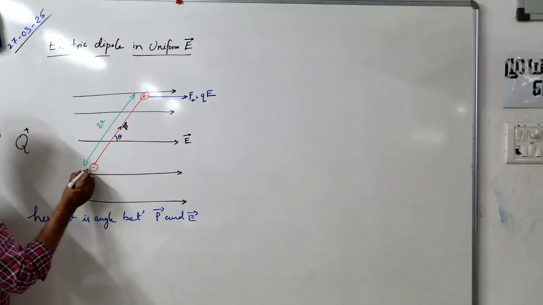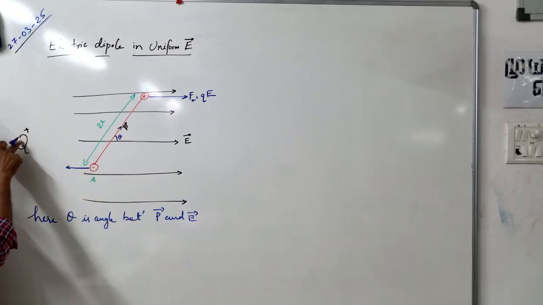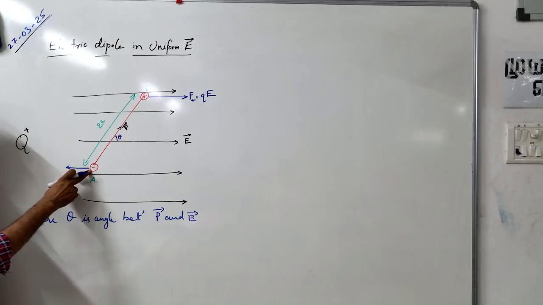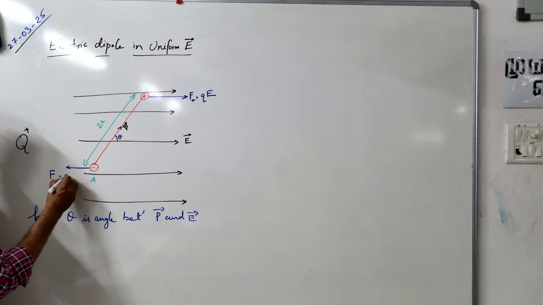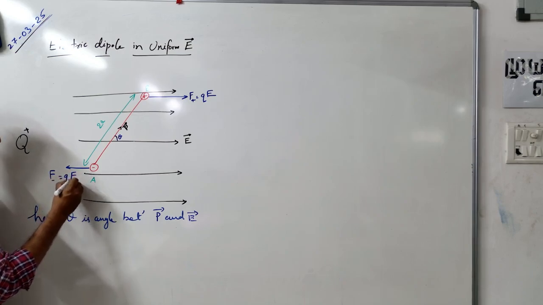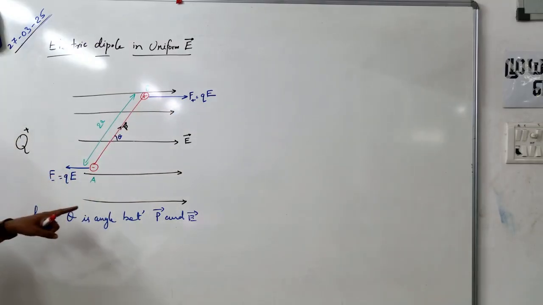Similarly, this charge is also going to experience a force in this direction, because this Q plus charge will attract this negative. As a result, there is going to be another force. So force on the negative charge is equal to Q into E. I am writing it only in magnitude; that's why I am not substituting the plus and minus symbols for the charges. Got it?